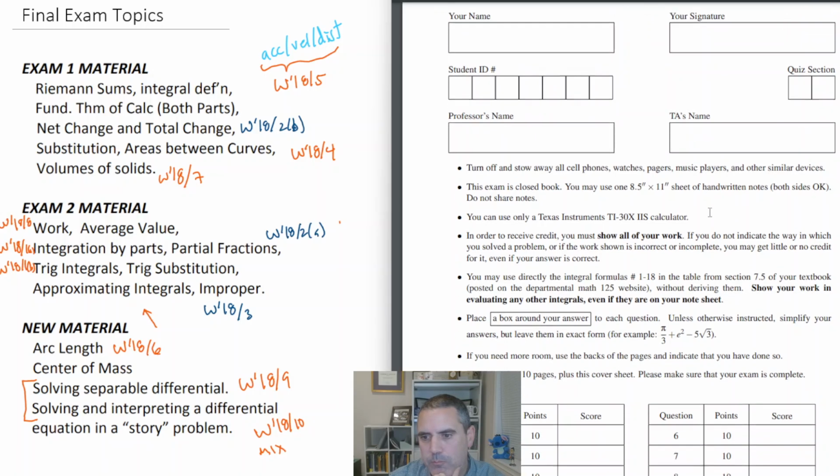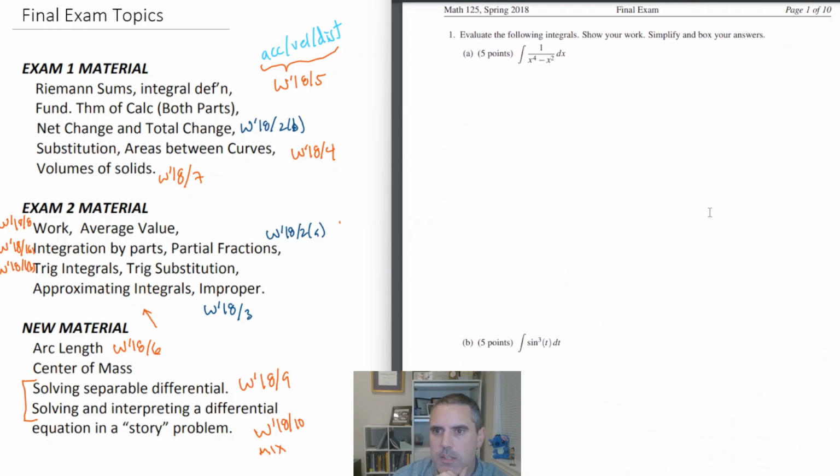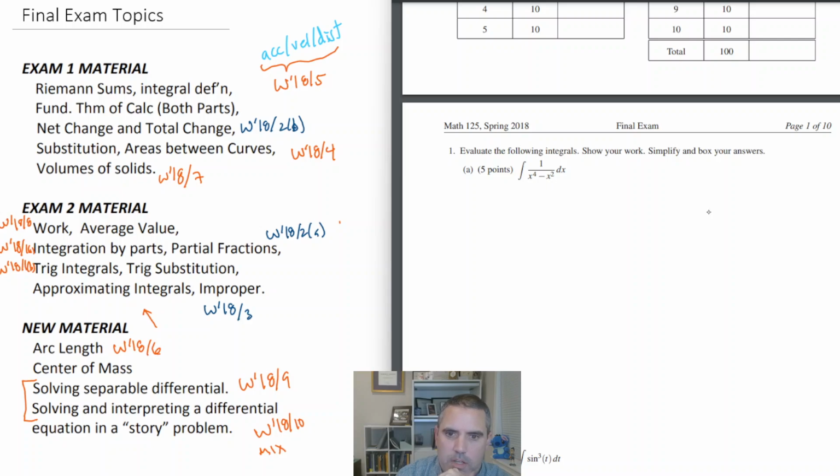Spring 2018, another tour. Integration, this looks like a partial fraction, so spring 2018. And I would have a plan of attack. We're going to factor the denominator and split it up. I wouldn't have to spend time thinking about that or looking on a note sheet.